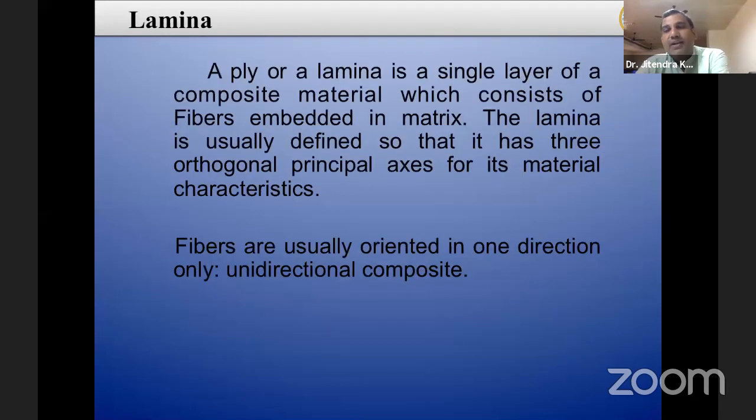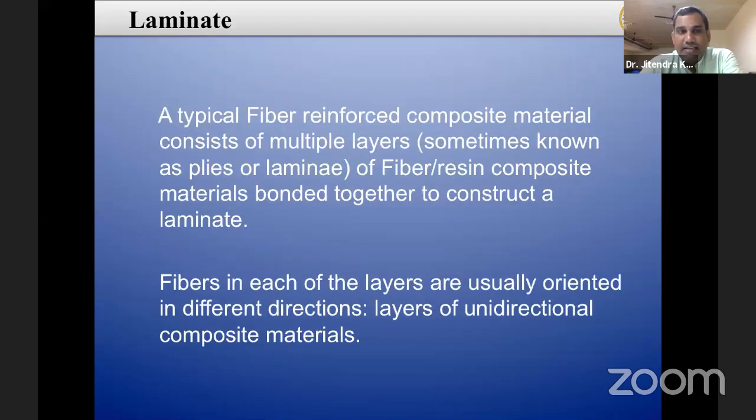Two terms are widely used when you manufacture any composite material. One is called a lamina and another one is called a laminate. So what is the meaning of lamina? A lamina is just a single layer, and here your fibers are oriented in one direction only. If fibers are oriented in one direction, then that is called a unidirectional composite material. The other term, as I told you, is laminate.